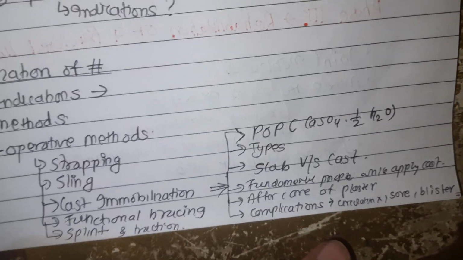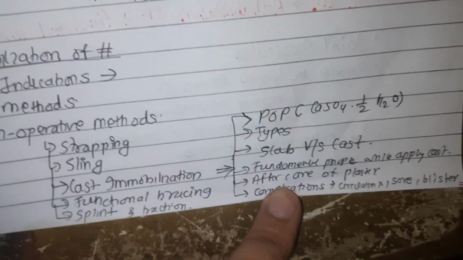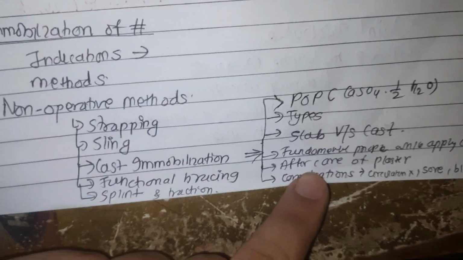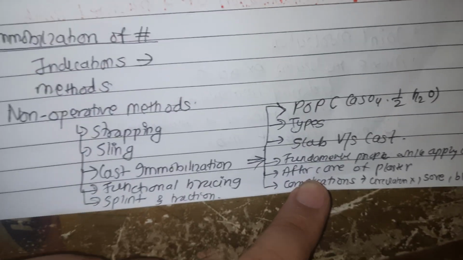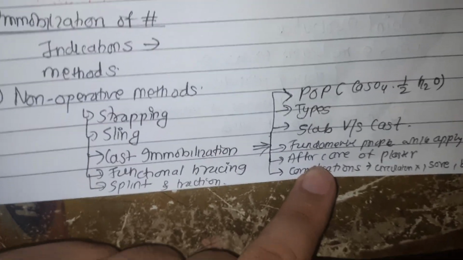And the complication of plaster treatment, like there will be impairment of circulation if the tight cast has been applied. The plaster cast is a closed compartment, and the hematoma and tissue edema after fracture can result in increased pressure inside the cast, leading to the impaired circulation of the extremity. And if not diagnosed early, this can result in disastrous complications such as gangrene.